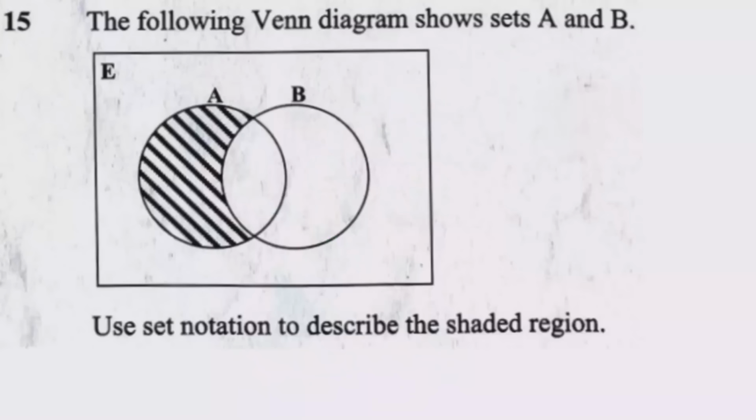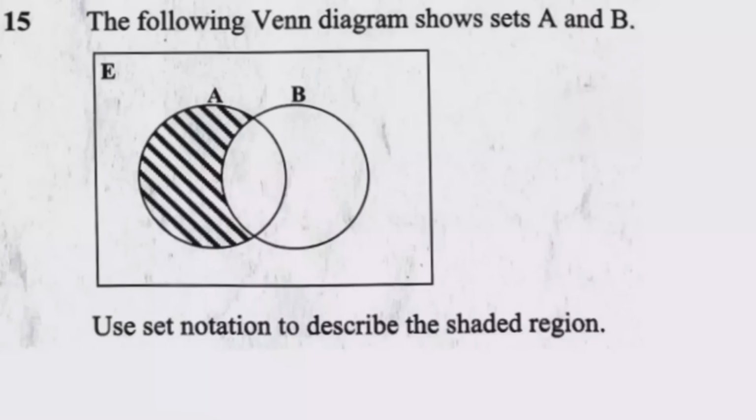Question 15. The following Venn diagram shows sets A and B. Okay, so you can take time and draw the Venn diagram. Once you have drawn the Venn diagram, now we can go to the actual question, which is: use set notation to describe the shaded region.